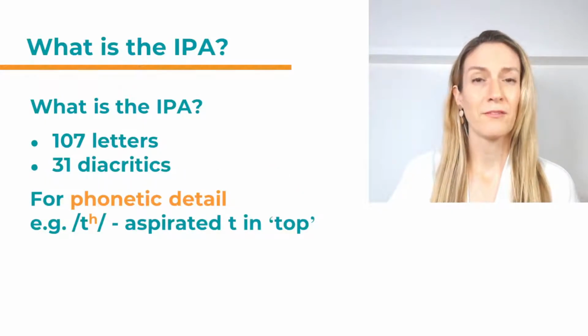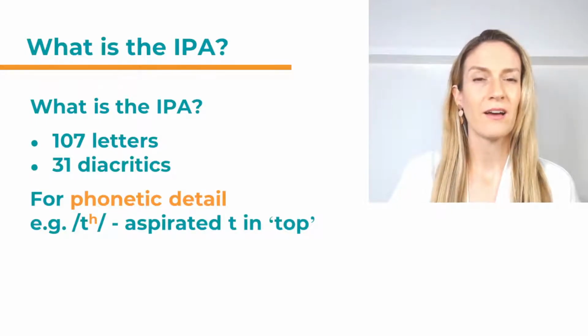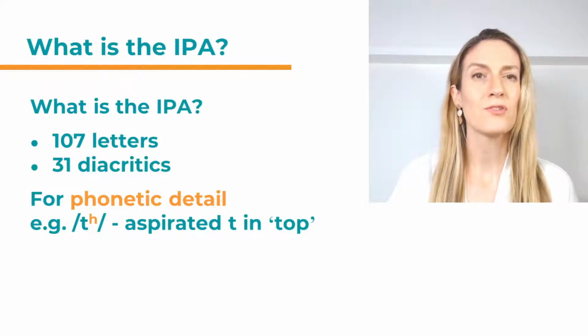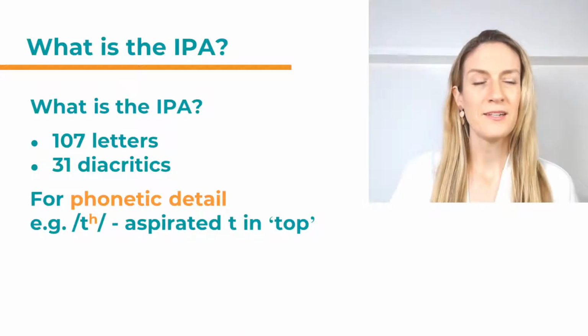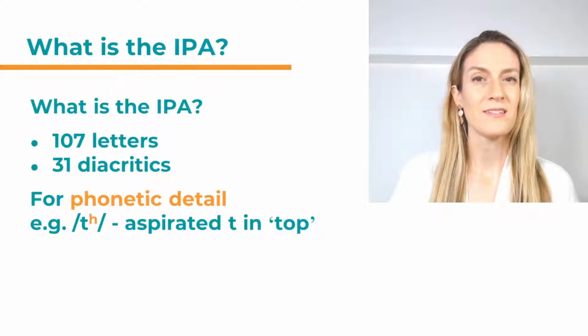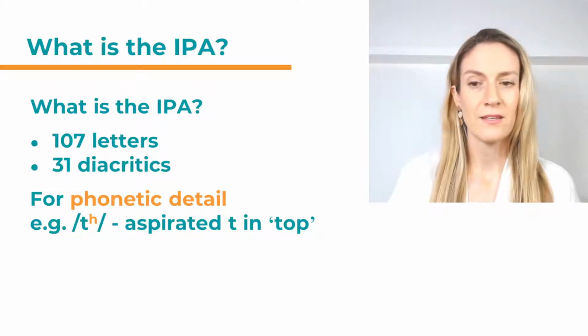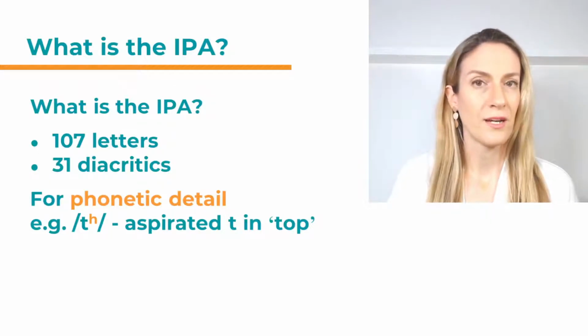We also have 31 diacritics. Now, diacritics are other symbols that we use to show phonetic detail. For example, a little elevated H letter shows that a sound is aspirated. So here we have T with an elevated H, and that means that the T is aspirated. For example, in the word top, T, we show aspiration here.